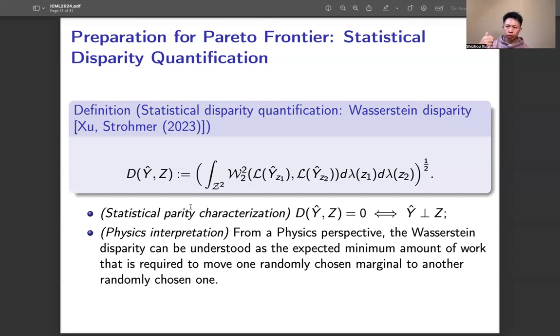Okay, we adopt this quantification due to the following two desirable properties. One is that this d is a non-negative quantity, and it is equal to 0 if and only if the statistical parity is satisfied. So it characterizes the statistical parity constraint. Two, it has a very intuitive physics interpretation due to its definition in terms of Wasserstein space distance. It can be understood as the expected minimum amount of work required to move from one sensitive group to another.